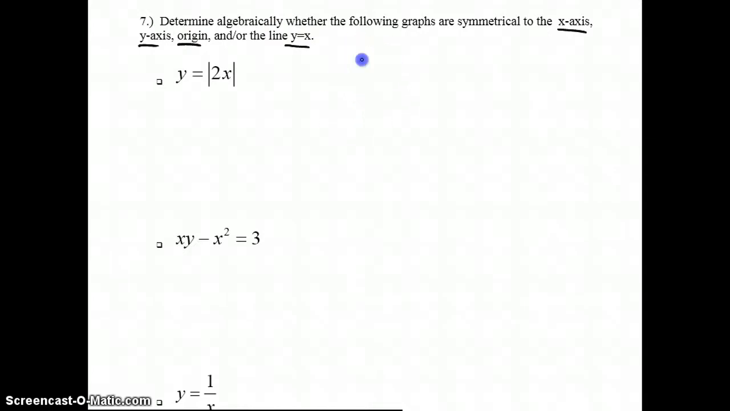Symmetry to the x-axis means that if you flip it over the x-axis, you'll end up with the same exact thing. Those are never a function because they won't pass the vertical line test, but they can still have that symmetry. The way that we check that is by making our y's into negative y and seeing if we end up back to where we started. This is x-axis symmetry.